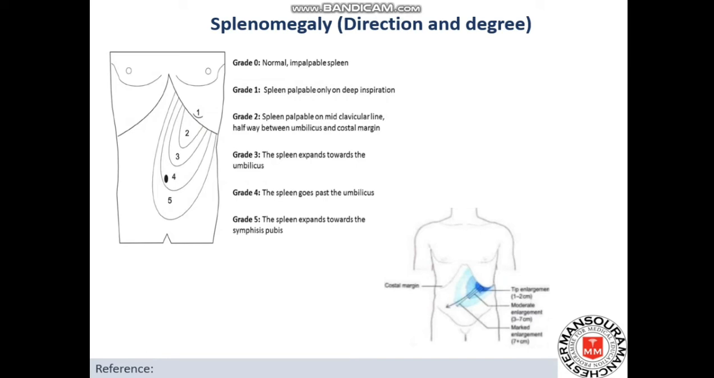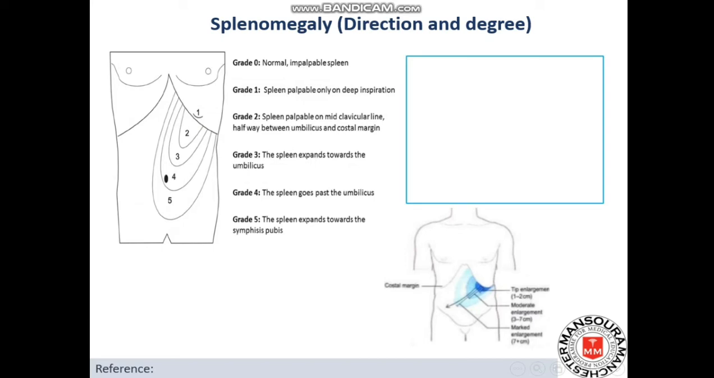Splenomegaly direction and degree of enlargement are shown in this figure. Grade 0 is a normal, impalpable spleen. Grade 1, spleen palpable only on deep inspiration. Grade 2, spleen palpable on the mid-clavicular line, halfway between the umbilicus and the costal margin. Grade 3, the spleen expanded toward the umbilicus. Grade 4, the spleen goes past the umbilicus and expands toward the symphysis pubis.